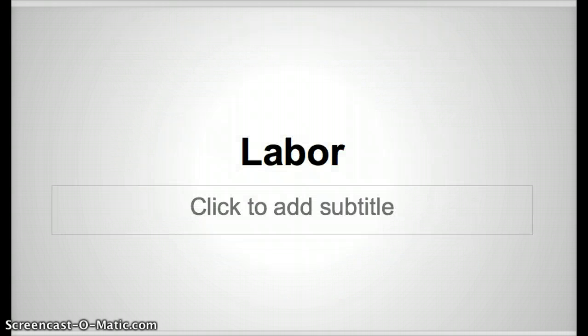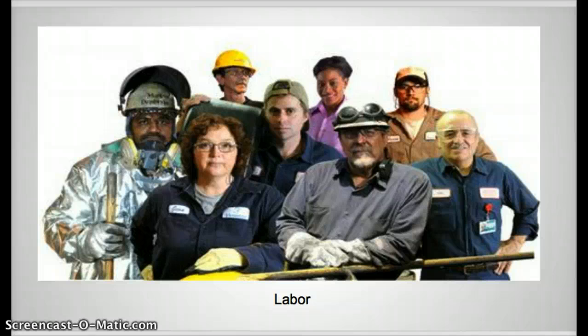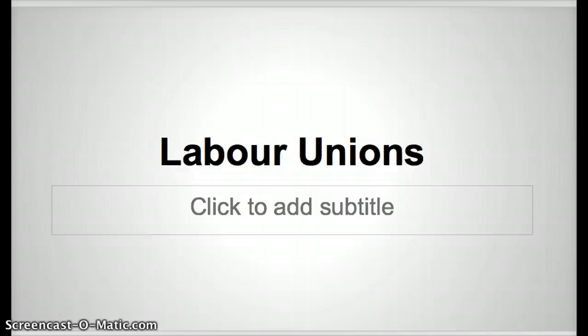So another word that we're going to be using a lot in the Industrial Revolution is labor. Labor is a common theme. You're probably familiar with it, but I just wanted to review it with you: work or workers. We're familiar. Mrs. Keating is a laborer in high school. It's just another name for a worker. Labor, especially in the Industrial Revolution, is going to face harsh conditions.